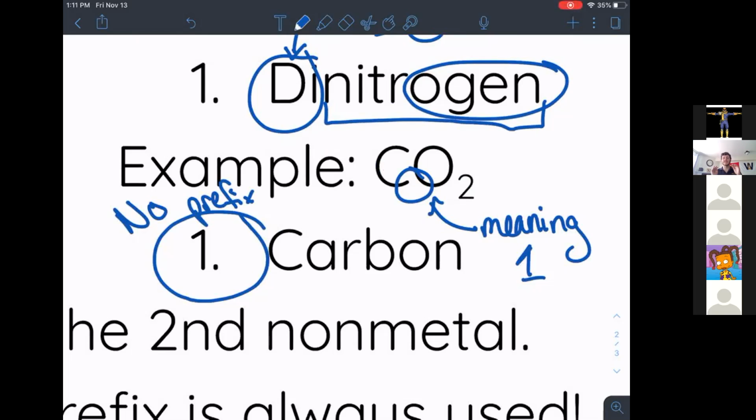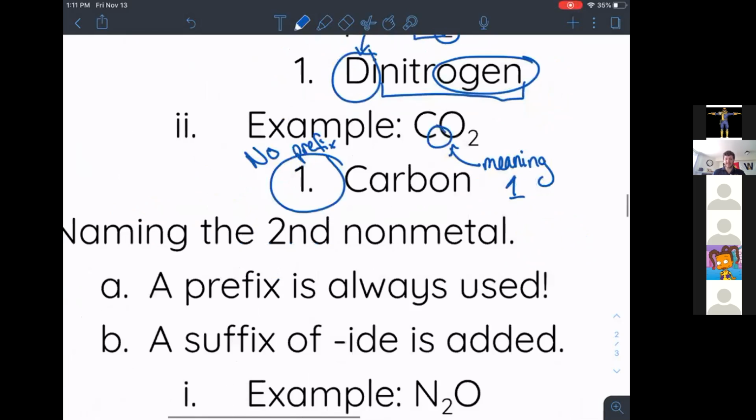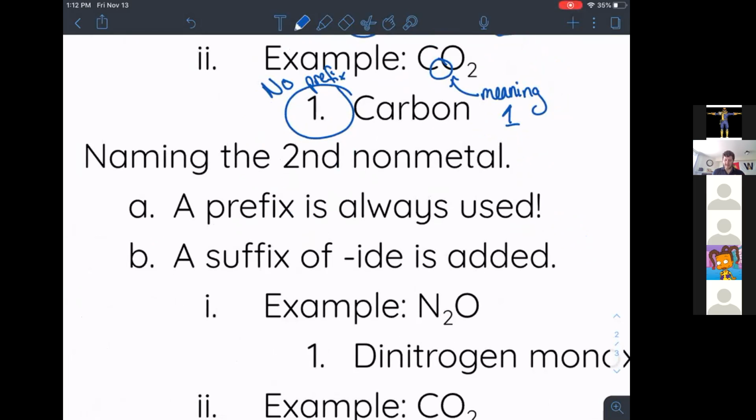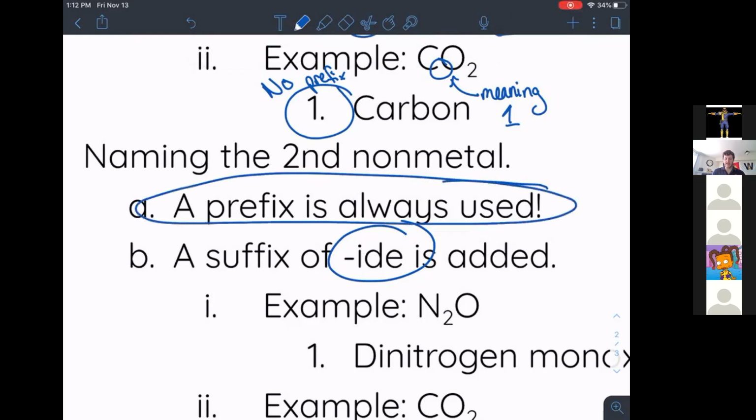All right. So our second nonmetal, or our second element, is going to do some of the similar things as our ionic bonds. We are changing the ending to IDE every time. So no matter what kind of bond you have, whether it's an ionic or a covalent bond, you are always changing the ending of the second element to IDE. But for covalent compounds, we are going to have a prefix. So always use a prefix. I don't care if it's 1, if it's 2, if it's 12, if it's 100, you're always using a prefix.